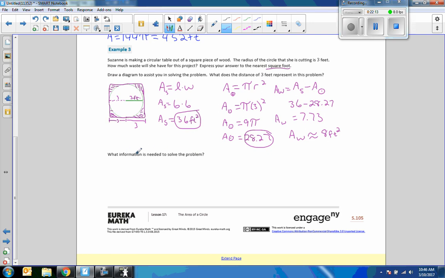What information was needed to solve this problem? The area of a square, length times width, the area of a circle, pi r squared. I need to know the radius, and from that radius I can find the length and the width, and then to know that we have to subtract one from the other. So there's a lot of information in that problem.